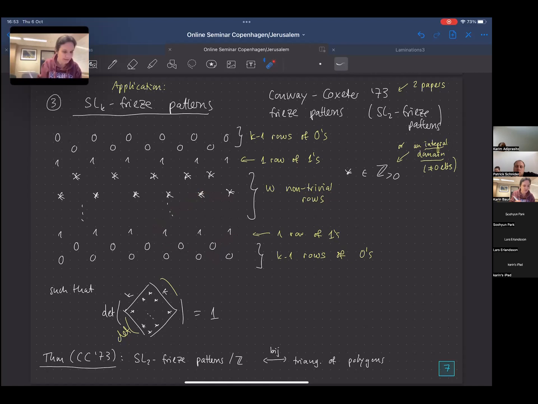And I should say Conway and Coxeter looked at the k equals two case. And then Roselle, I think it was also in the 70s, considered k arbitrary. So Coxeter played around with these patterns for k equals two. And then these small matrices are just 2x2 matrices, A, B, C, D, and you want AD minus BC equals one.